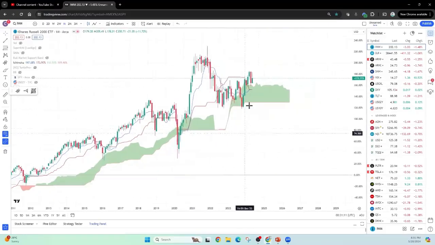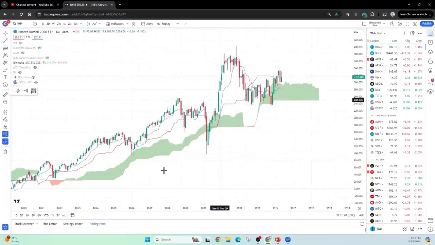What happened this cycle so far? It tested the bottom of the Ichimoku cloud, bounced in a V-shape, and right now we back tested the top of the Ichimoku cloud. So this looks like a lot of confluence in terms of what's happening.